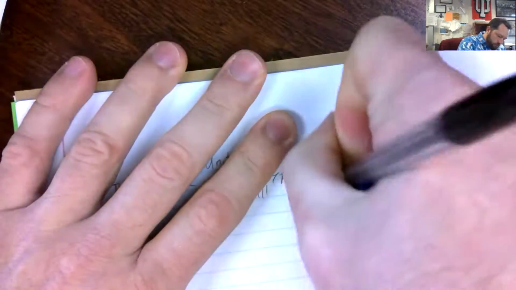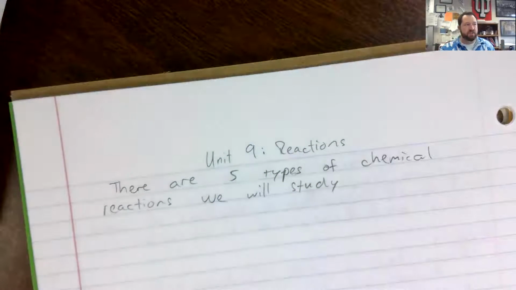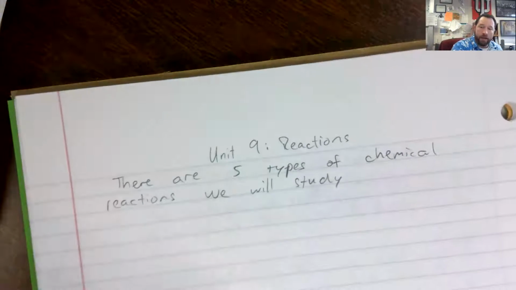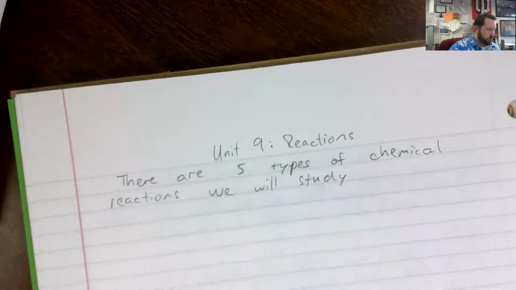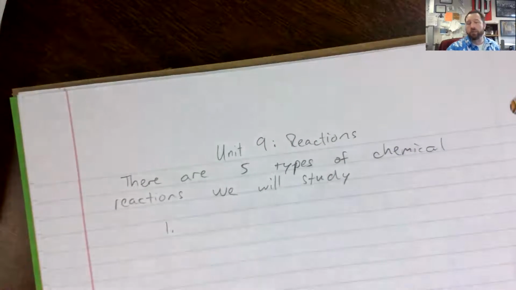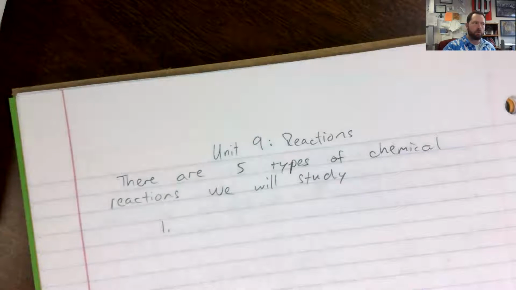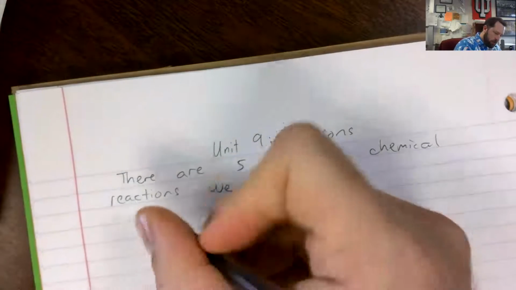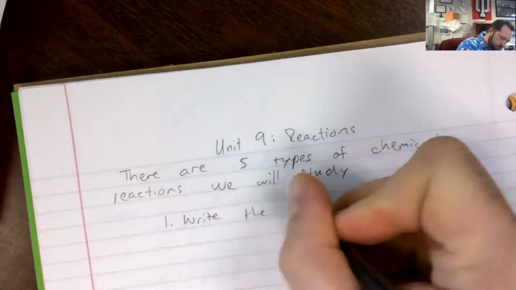In this unit, there are 5 types of chemical reactions that we're going to study. Today we're going to go over the first 2 of them. But in general, for all 5 types, do these steps. First of all, you're going to want to identify which type of reaction we're looking at, and we'll talk more about that as we go. But after that, your first step is always to write the formulas.